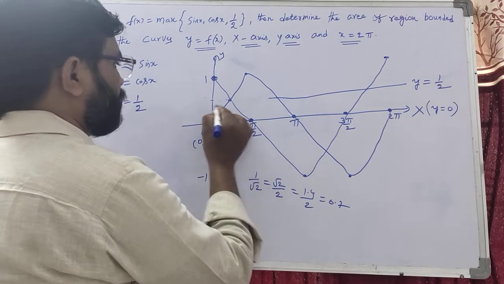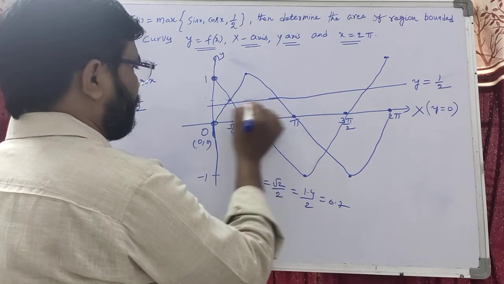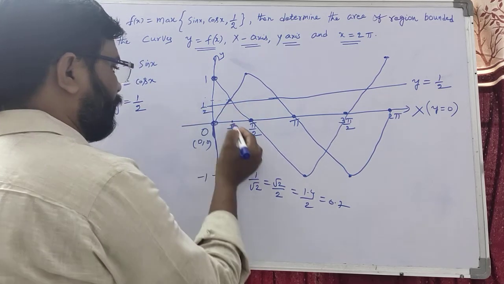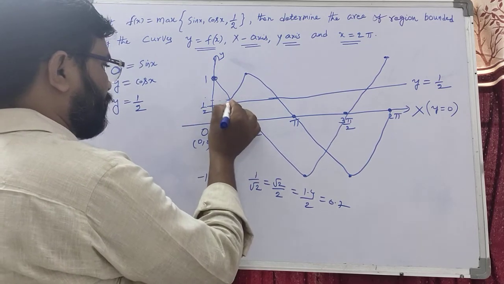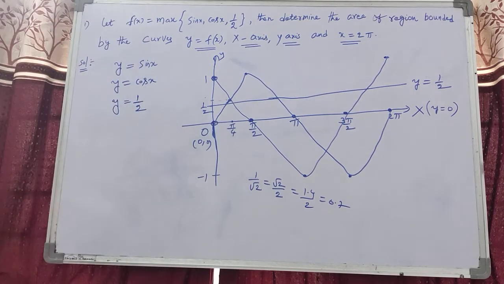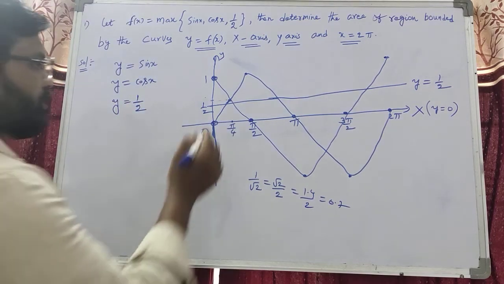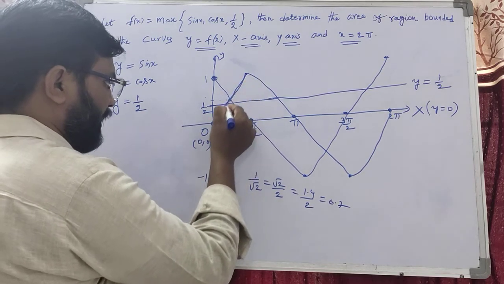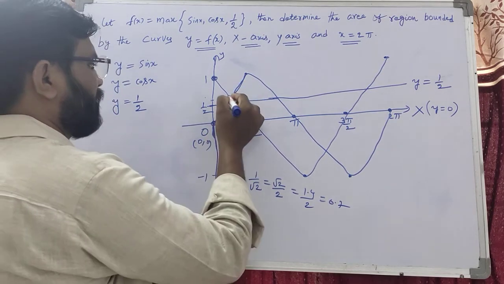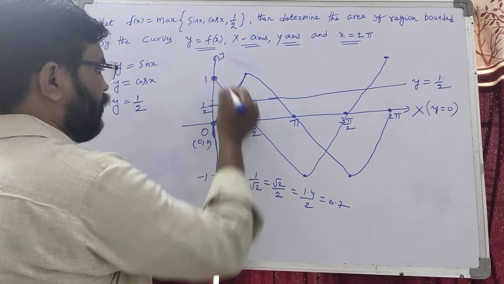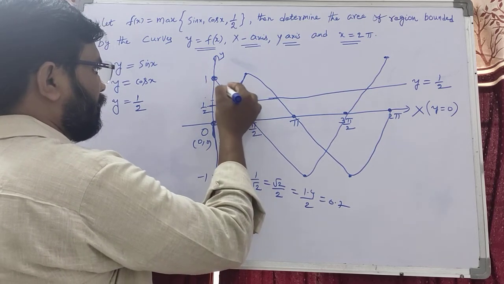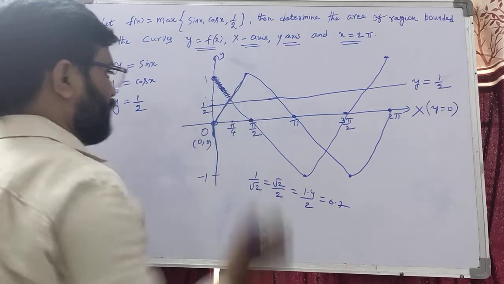Therefore, dear students, we can write like this. This is the graph. Okay, students. This is the 1 by 2. When the pi by 4 is at this place. Okay. So, now we can think here. This is the graph of y equal to 1 by 2. This is the graph of sin x. Yes. This is the graph of cos x. So, in the interval 0 to pi by 4, the maximum is cos x.